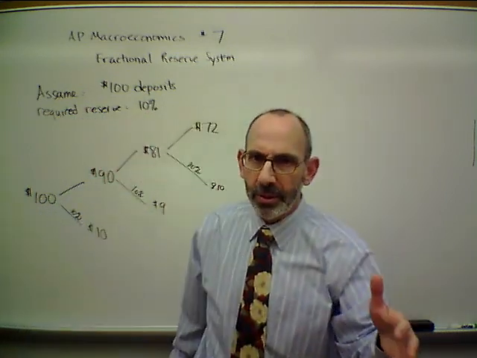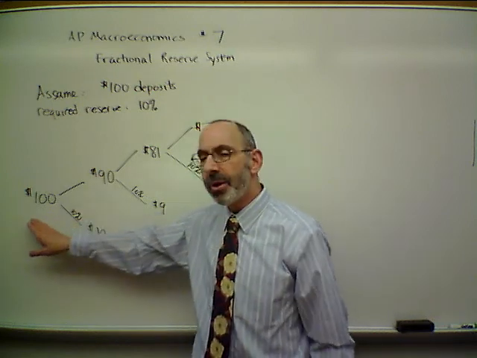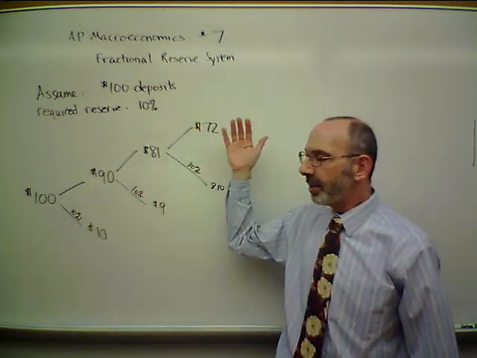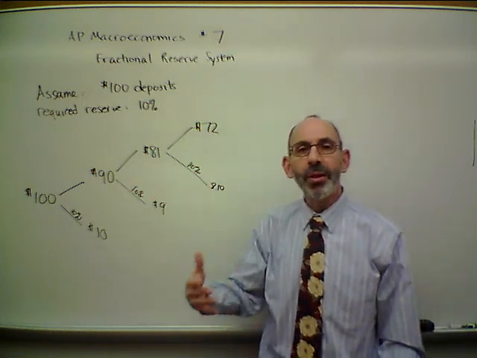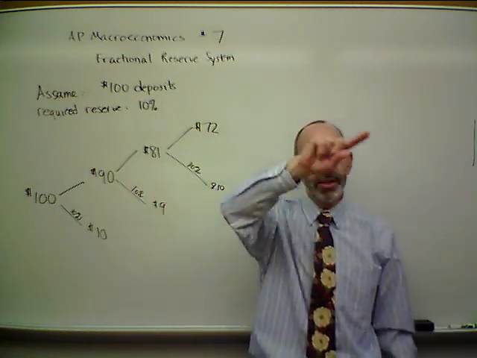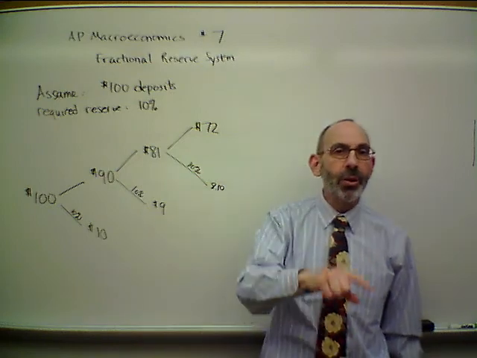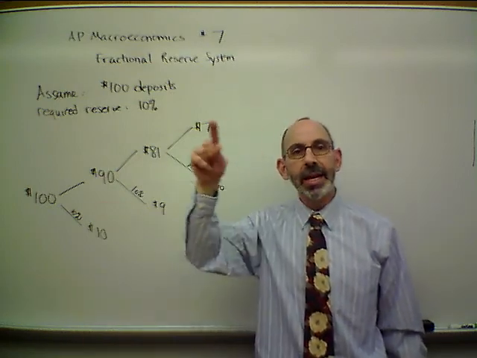How does this happen? Is this some sort of alchemy? The person came in with $100, and now we're talking about $270-something of loans the bank has. From where did these come? They came from the fact that we're cycling these dollar bills through and around again into the banks.